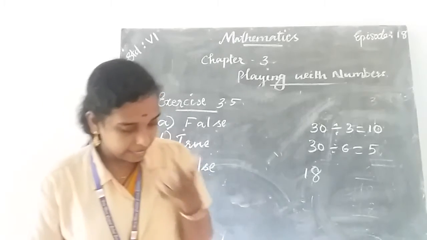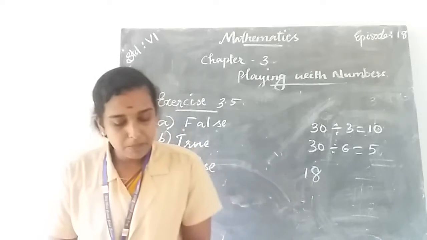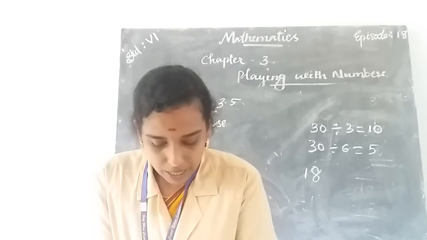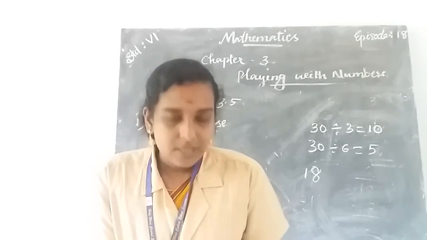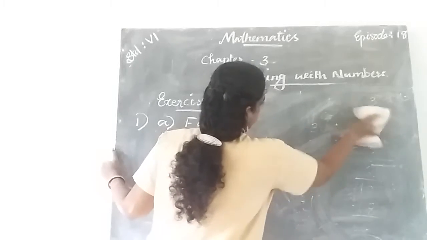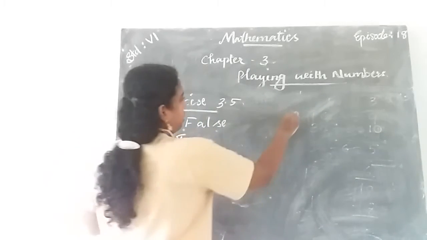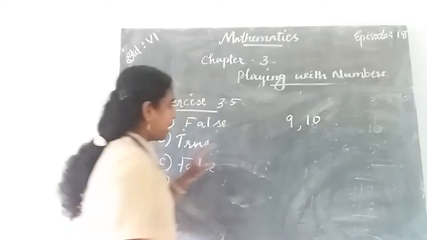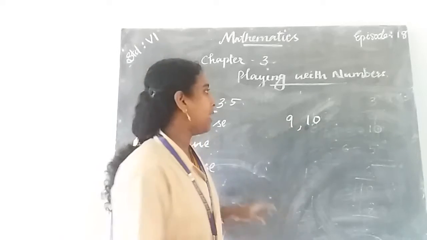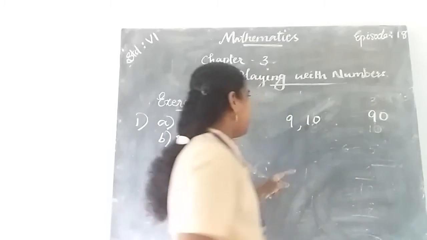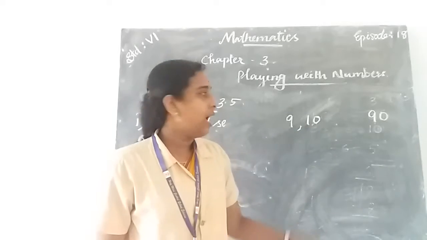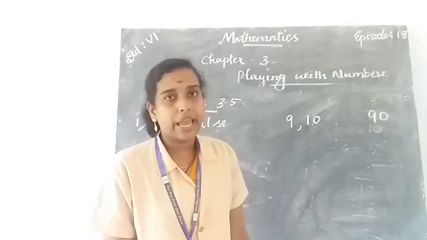Then statement D. If a number is divisible by both 9 and 10, then it must be divisible by 19. So the numbers given here are 9 and 10. Here we can see that 90 is the product of 9 and 10, and 9 and 10 are co-prime numbers.